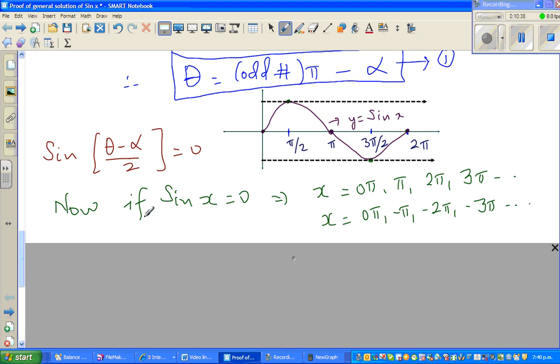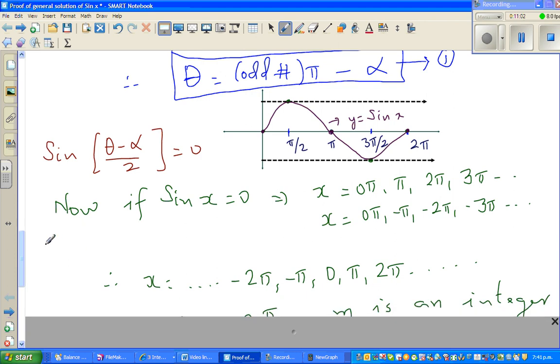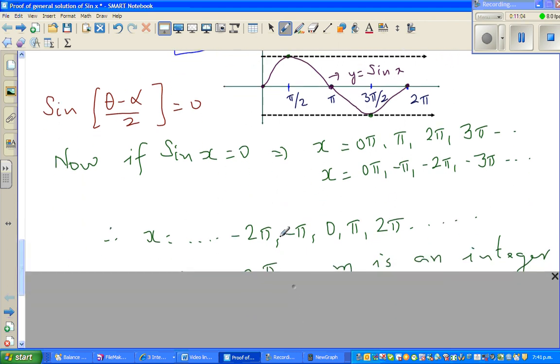So we can say, if sine x is equal to 0, x is 0, pi, which is 1 pi, 2 pi, 3 pi. And if you go anticlockwise, it is, again, 0, minus pi, minus 2 pi, and so on. So what type of numbers are they? This is 1, 2, 3, and so on. So if you write both together, it is infinity, minus 2 pi, minus pi, 0, pi.